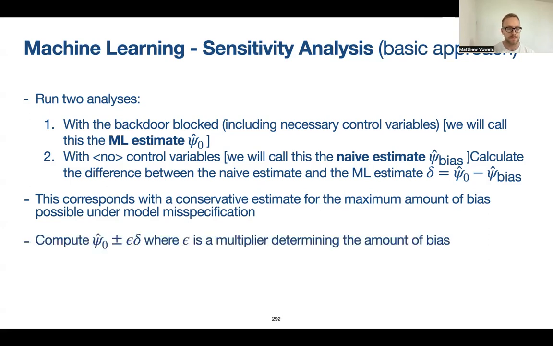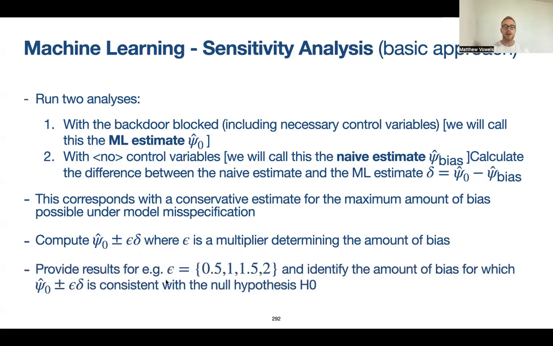So we then compute our complete estimate, including all these backdoor variables, plus some amount of this difference between the best that we can get and arguably the worst that we can do. Then we can look at how the effect shifts for varying degrees of epsilon. So epsilon here is a multiplier determining the amount of bias that we add or subtract from our estimate. So this provides different results for different levels of bias.